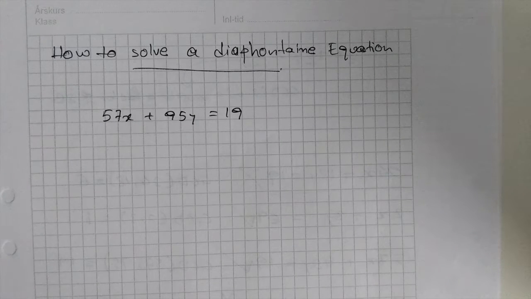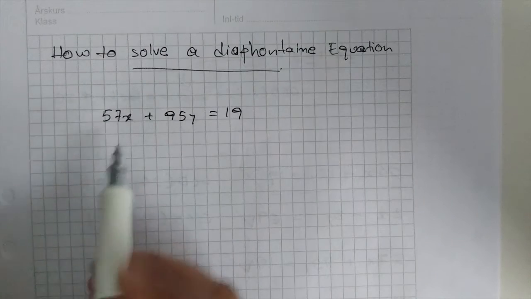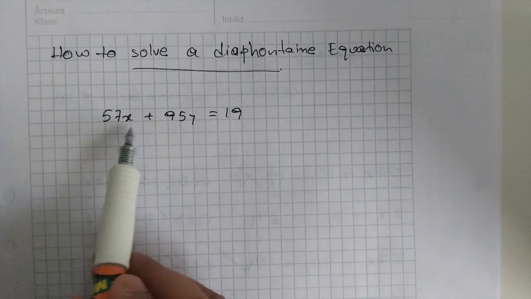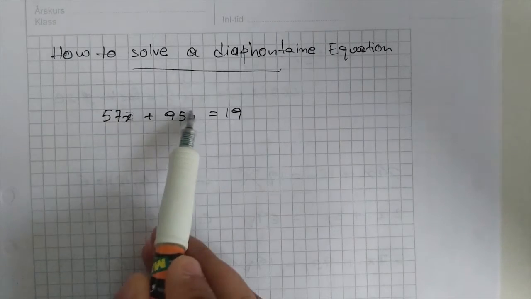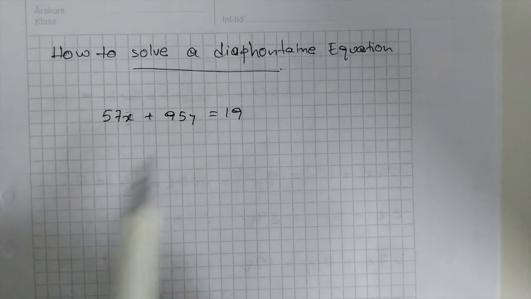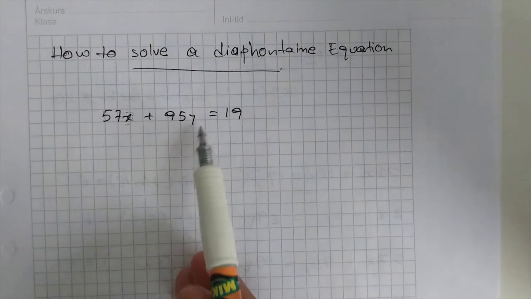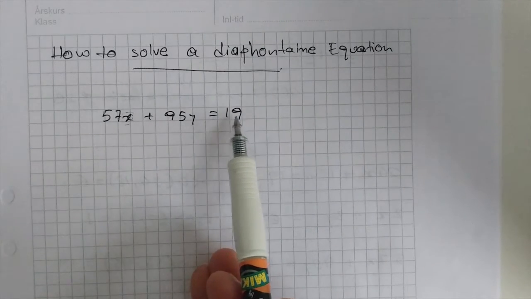Today we will see how to solve a Diophantine equation. We'll start with an easy problem: 57x plus 95y equals 19. Our goal is to find the values of x and y such that x and y are integers, and 57 times x plus 95 times y gives us 19.